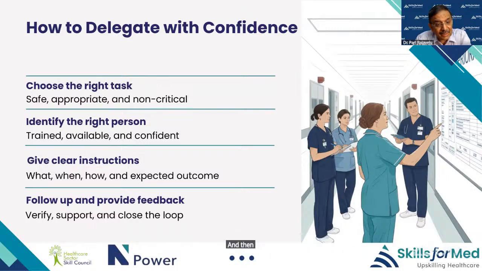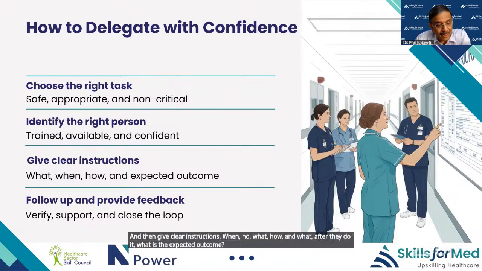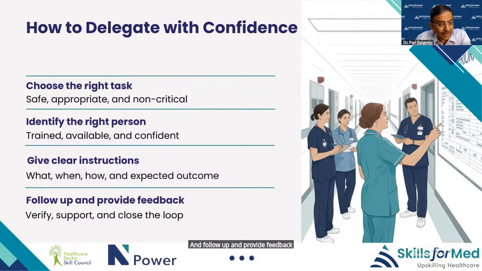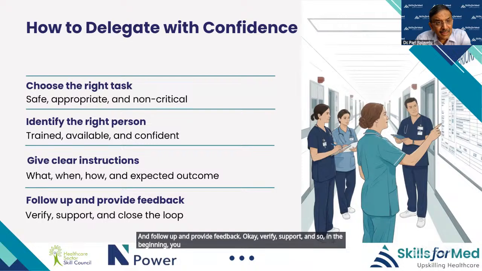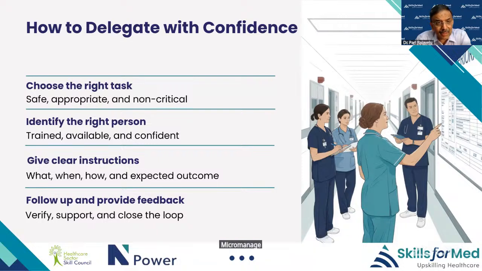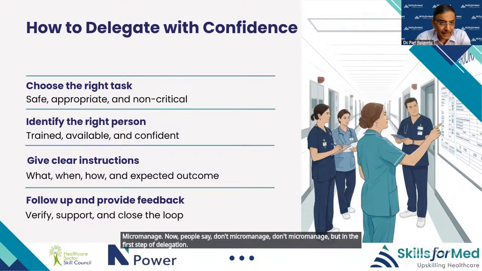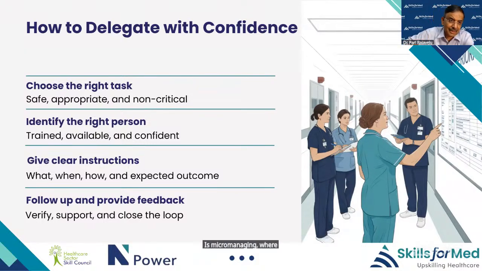Then give clear instructions: when, what, how, and what is the expected outcome after they do it. Follow up and provide feedback. Verify, support. In the beginning you need to actually micromanage. People say don't micromanage, but the first step of delegation is micromanaging, where you tell them to do this, then watch them, and if they miss any step, you teach them. If you do that, then you can actually delegate with confidence.